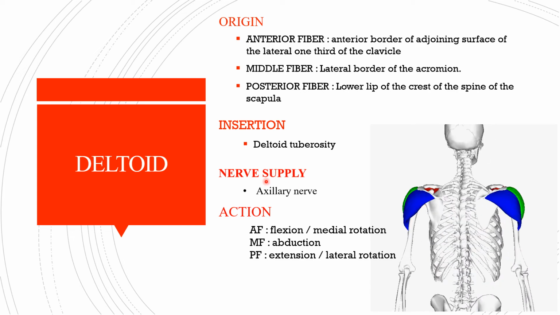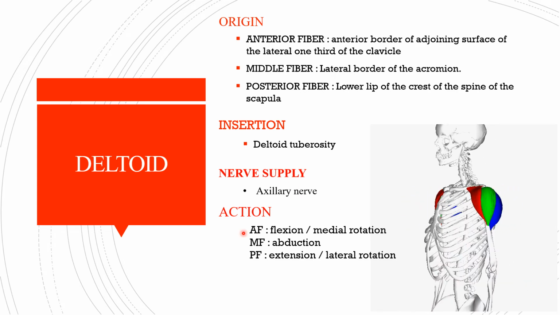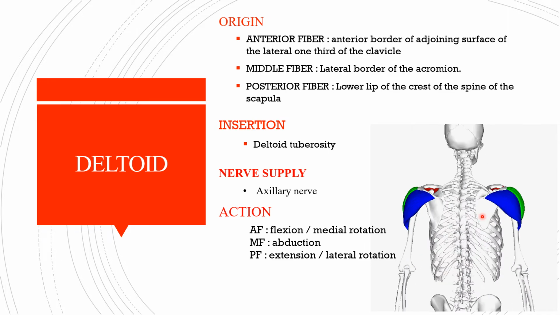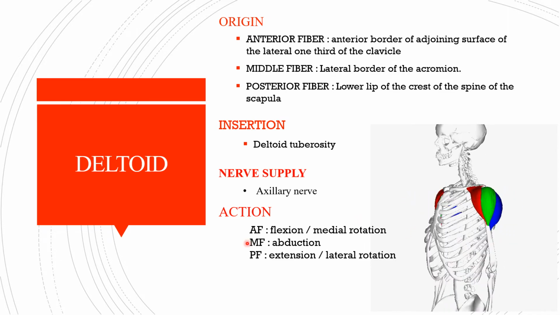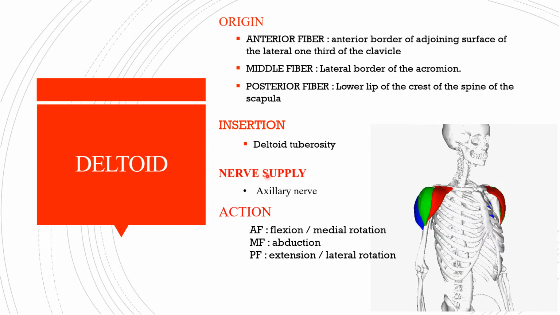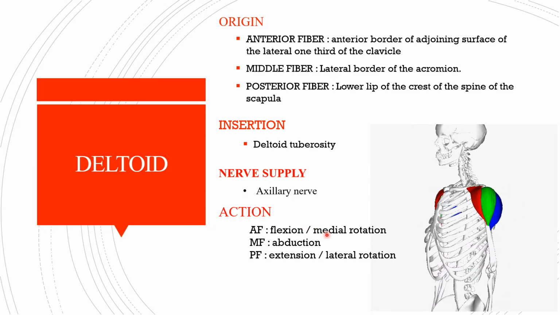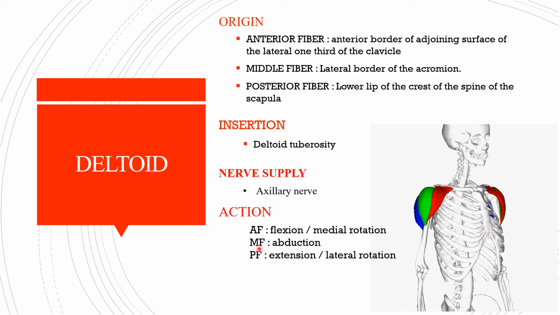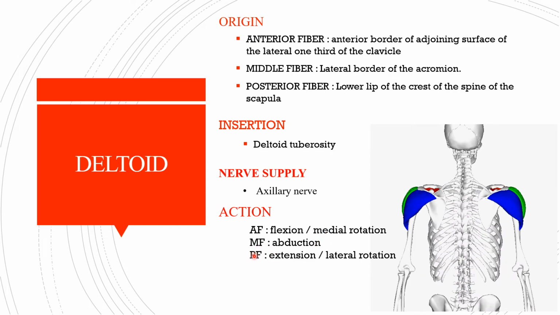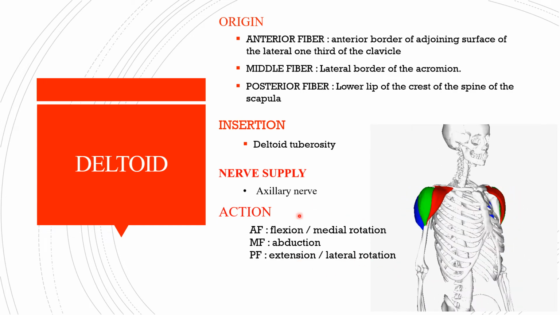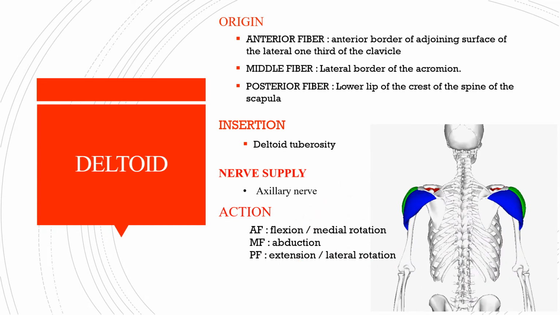What is the nerve supply? Axillary nerve. Action: here there are three fibers, and those three fibers have different actions. The anterior fiber does flexion and medial rotation, the middle fiber does abduction, and the posterior fiber does extension and lateral rotation. So these are the main functions of the deltoid muscle.